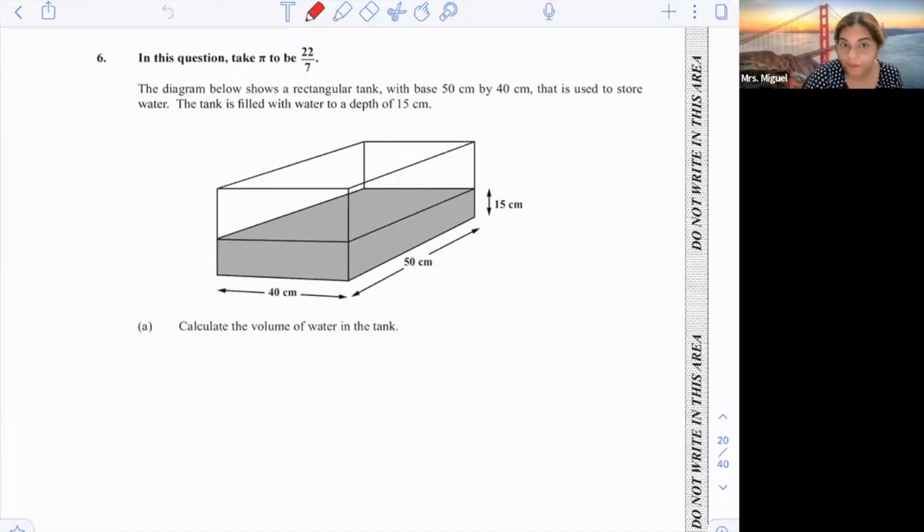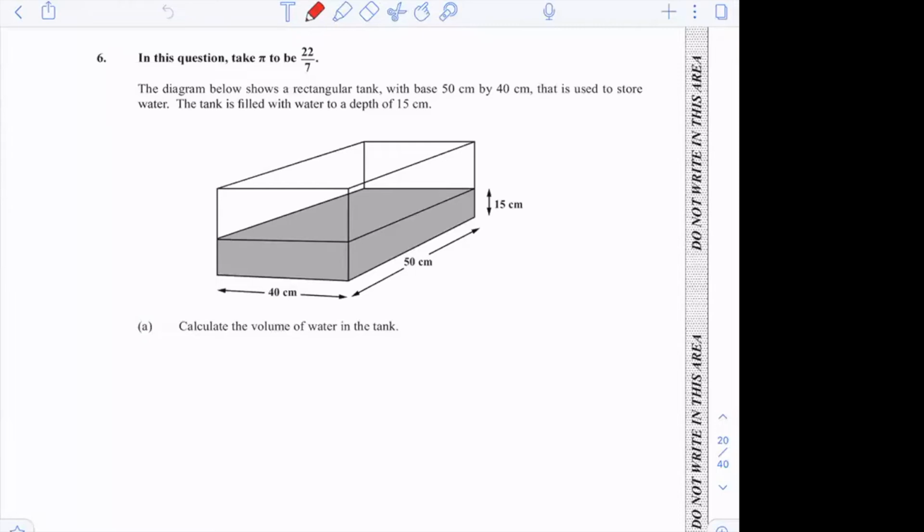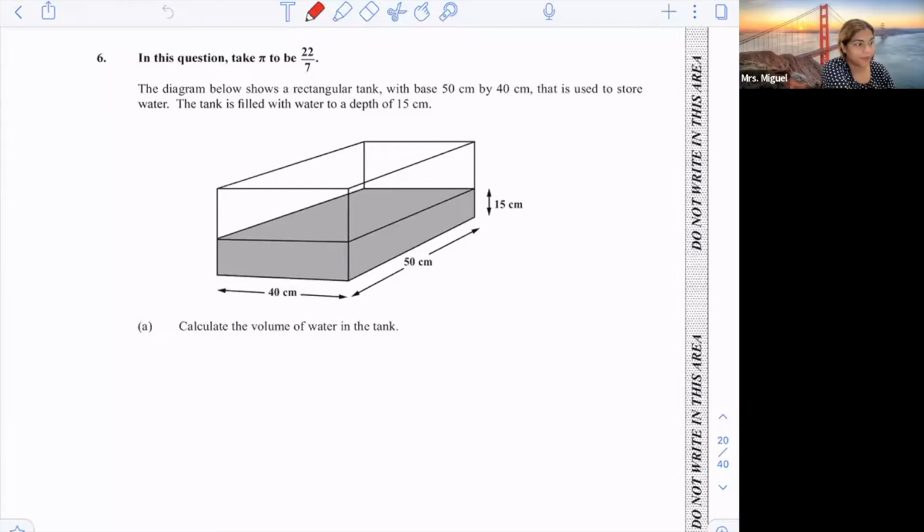Have you all written? Yes, ma'am. All right. In this question, we have to take pi as 22/7. So if they give you a value for pi, try and use it and don't use 3.142, right? The diagram below shows a rectangular tank with base 50 centimeters by 40 centimeters by 15. The tank is filled with water to a depth of 15 centimeters.